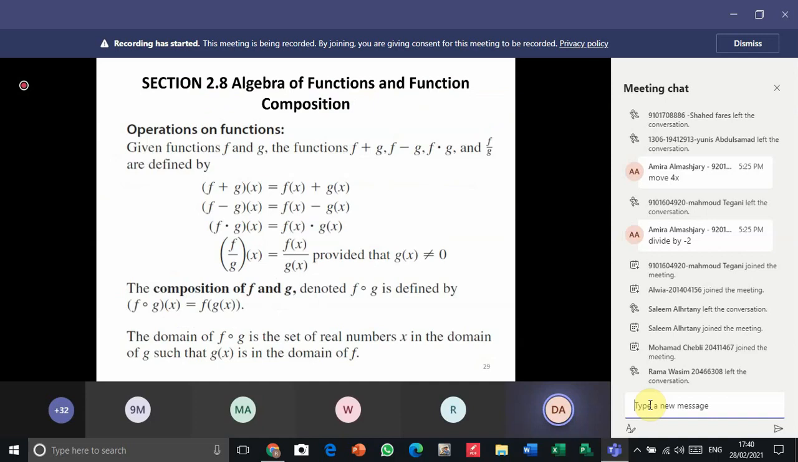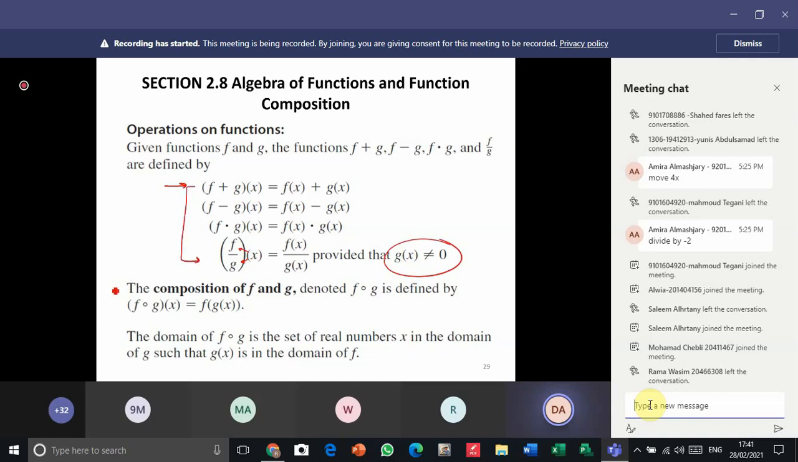Now, the addition, subtraction, multiplication and division of any two functions. We denote it by f plus g, or f of x plus g of x for addition, and for subtraction also the same. For multiplication, f dot g, or f of x multiplied by g of x. Also we can divide: f over g of x equals f of x over g of x, but the denominator must not equal 0. This is the general operation.